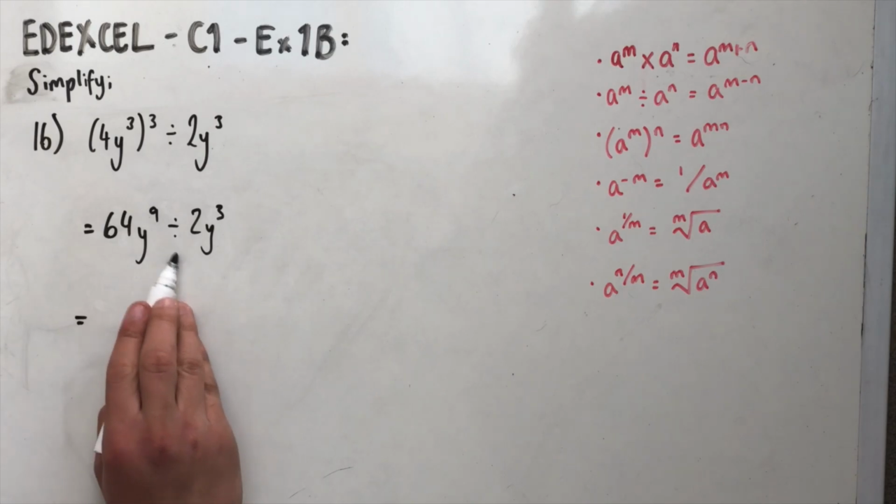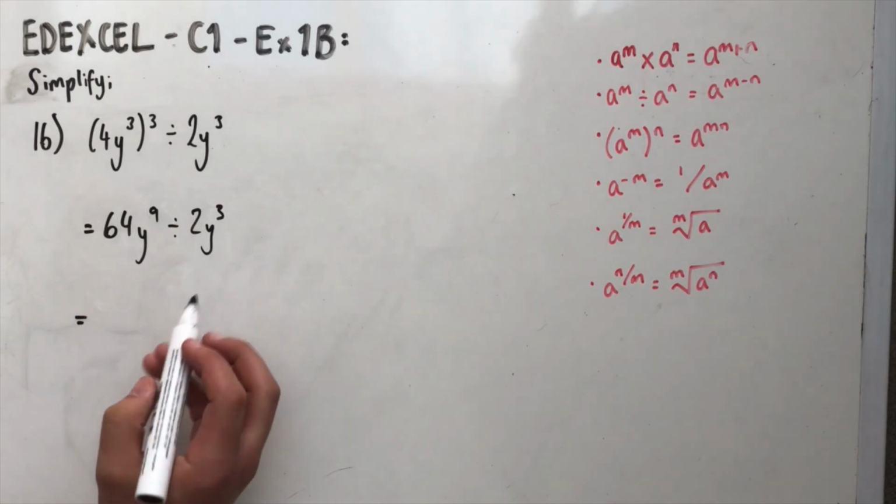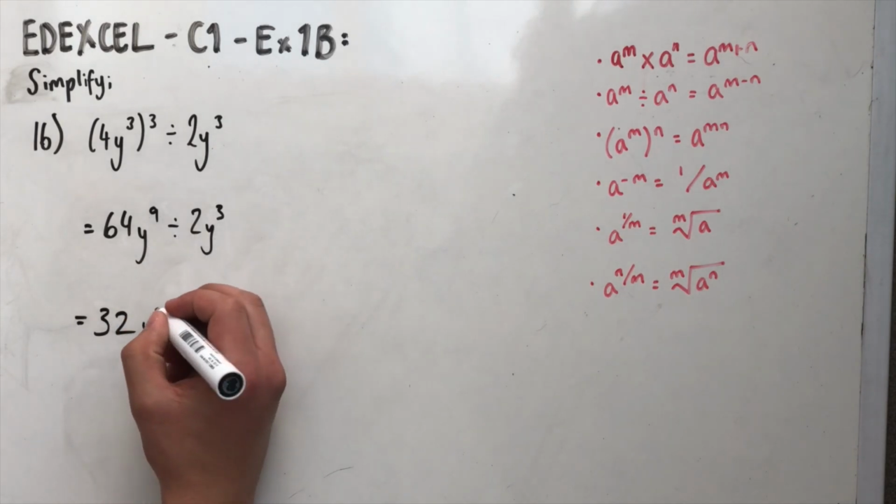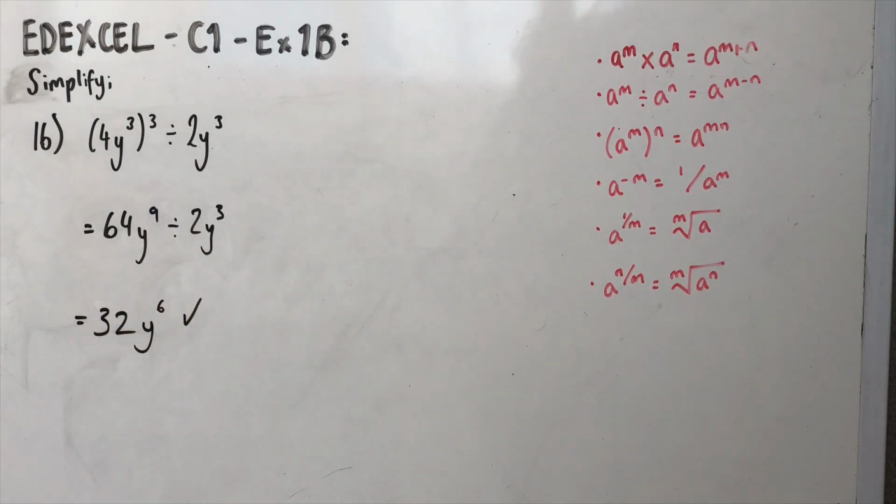Bring the 2y cubed down. Now we use the second rule of our indices rules just to simplify this. 64 divided by 2 is 32. y to the power of 9 divided by y to the power of 3 is y to the power of 6.